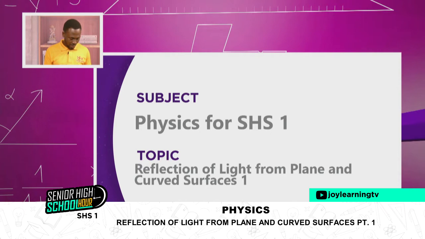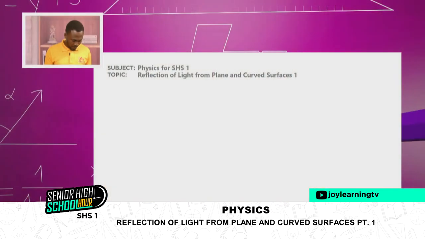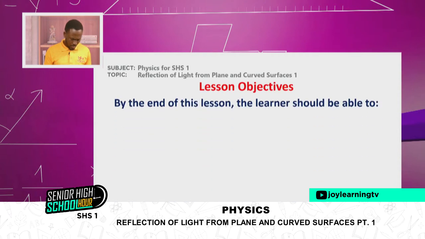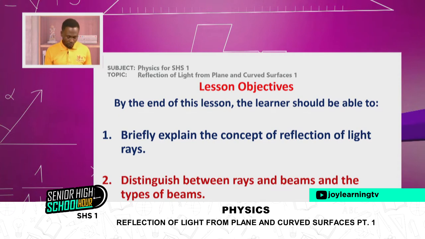All right, so let's look at our lesson objectives. By the end of the lesson, you should be able to do the following. The first one is that you should be able to briefly explain the concept of reflection of light rays. So how do you explain to a friend what we mean by the light rays having been reflected? Then you should be able to distinguish between rays and beams and the types of beams. So what is a ray, what is a beam, and their types.